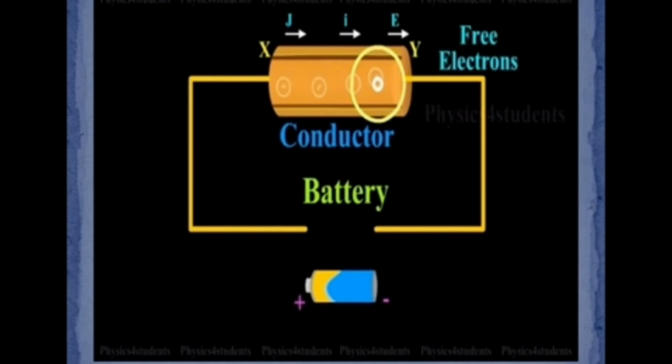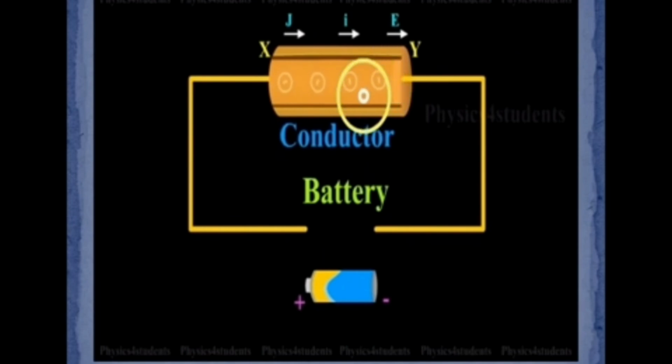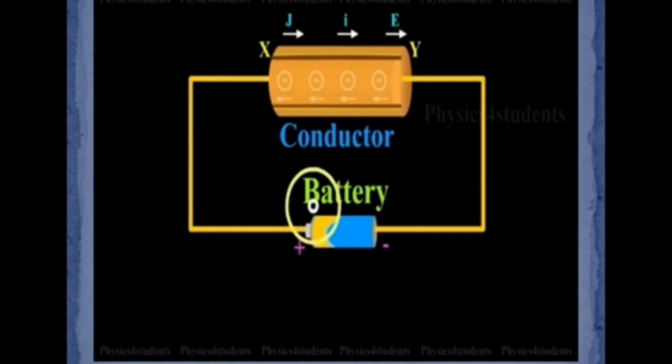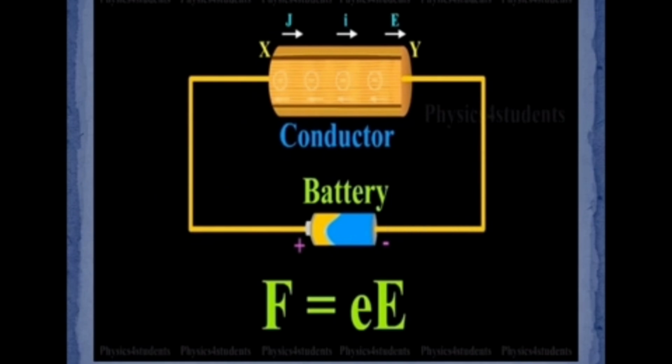Before applying the electric field, the electrons are moving in different directions. The battery is not connected, so the electrons are moving in different directions. After connecting the battery, the electrons are arranged in a particular direction. After the electrons move from the negative terminal to the positive terminal, they experience a force F equals small e into capital E.